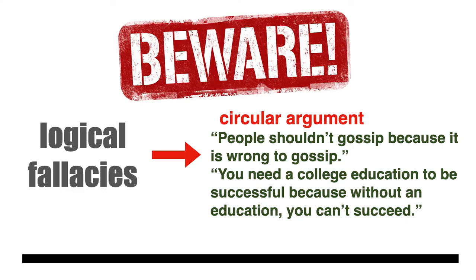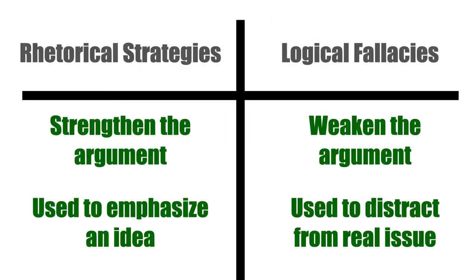If you are writing an argumentative text, it's really important to brainstorm your reasons before you start writing. This can help you avoid circular arguments. And if you're reading an argumentative text, you want to watch out for this because often a circular argument means that the author or speaker really doesn't have any unique reasons to share that can be compelling enough to persuade you. To sum up, rhetorical strategies strengthen the argument and are used to emphasize an idea or a main point. Logical fallacies will weaken an argument, and they often distract the reader or the listener from the real issue.